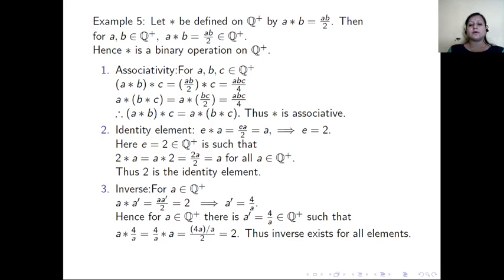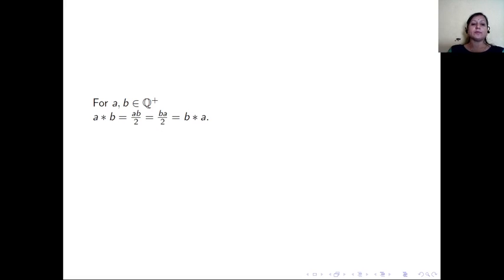Thus, inverse exists for all elements. Since this star satisfies all the 4 properties, it is a binary operation, associativity, then identity element exists and inverse exists. This Q plus under this binary operation star is a group. Now you can also verify that it is a commutative group.